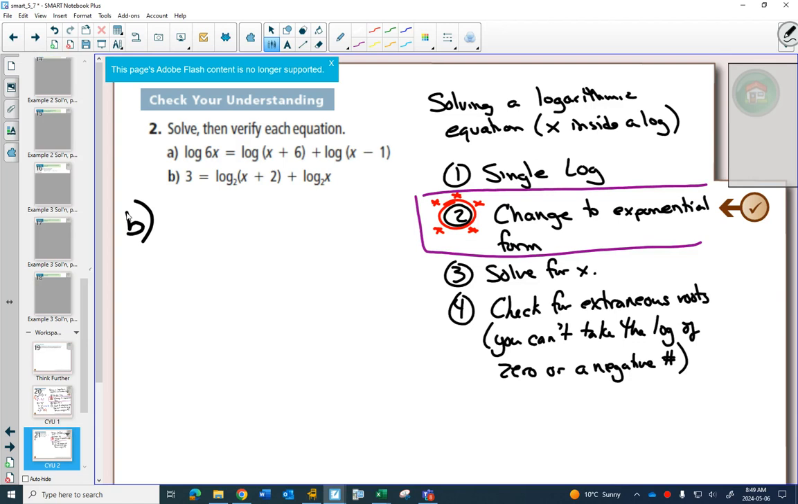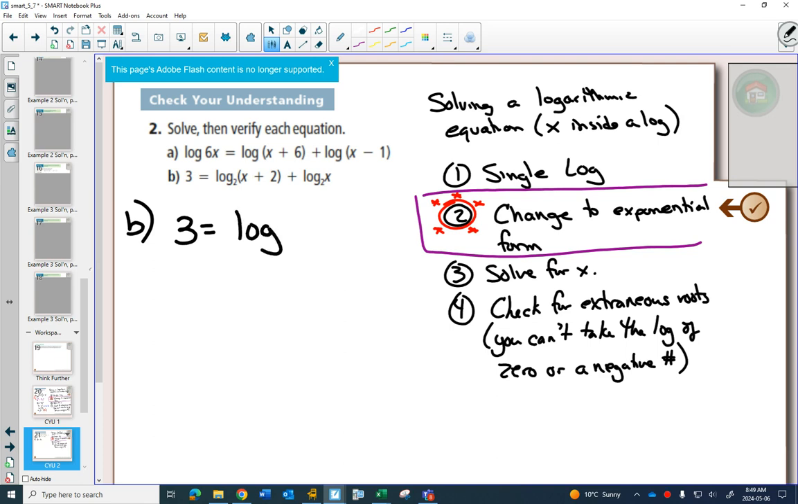So in part b, we have 3 equals log 2 of x plus 2 plus log 2 of x. Do we have a single logarithm? No. We have 2 logarithms. So step 1, we're going to use our log laws. Are the bases the same? Yes.